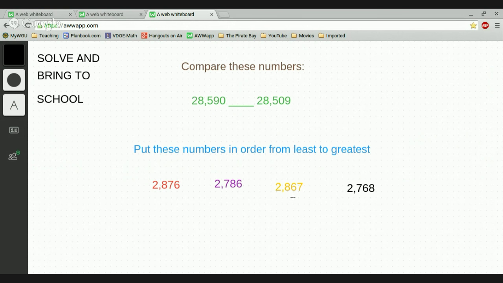But the one that you need to solve and bring to school is this one right here. You need to compare those two numbers, 28,590 and 28,509. Do the top to bottom method, come in your answer, and be ready to show me that in the morning, and be ready for the Thunderdome.